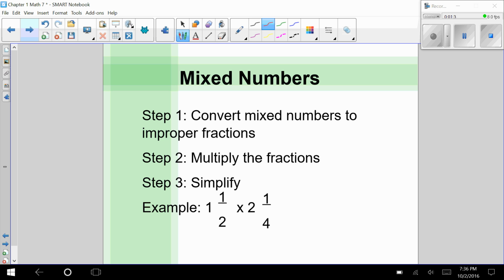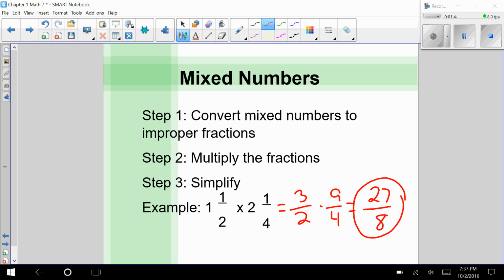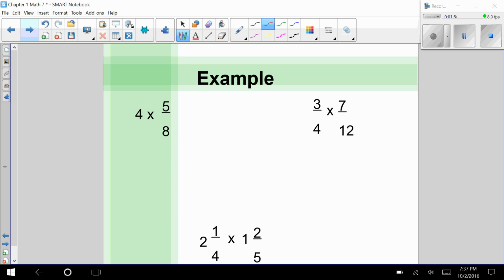The first thing we need to do is change those to improper fractions. 1 1/2 becomes 3/2. 2 1/4 becomes 9/4. Now we multiply. 3 times 9 is 27. 2 times 4 is 8. This does not simplify, so we can leave it as 27/8.